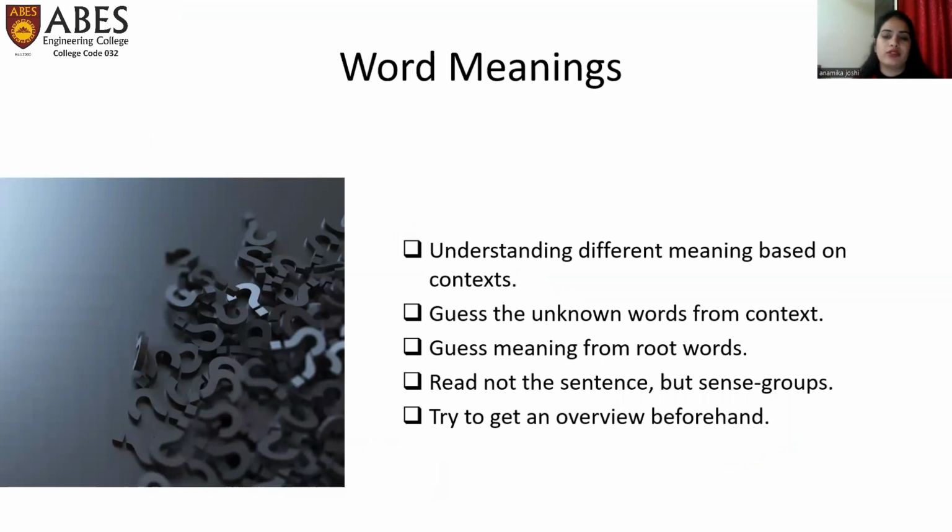So for word meaning, you try to understand different meanings based on the context. Guess the unknown words from the context. Guess meaning from the root words. Read not the sentence but the sense groups, and try to get an overview beforehand. If you are able to understand who the target audience is and what the purpose of the reading material is, you will be able to understand the whole passage very easily. It can be for professionals, or it can be to persuade somebody.